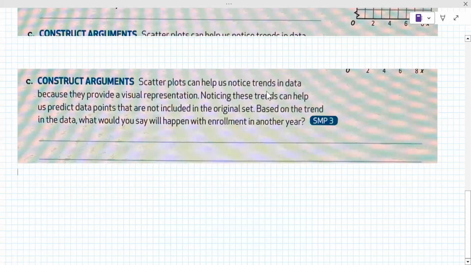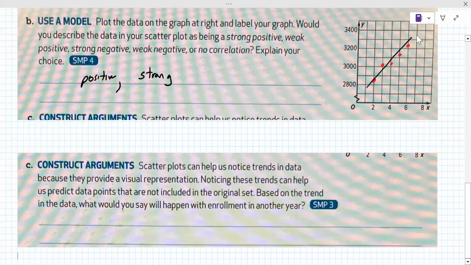All right, scatter plots can help us notice trends in data because they provide a visual representation. Noticing these trends can help us predict data points that are not included in the original set. Based on the trend in the data, what will you say will happen in enrollment in another year? They're kind of referring to that year 7. What do you think will happen in year 7? So you want to say something like, well, in year 7, enrollment will be, and then you provide whatever you think it will be.